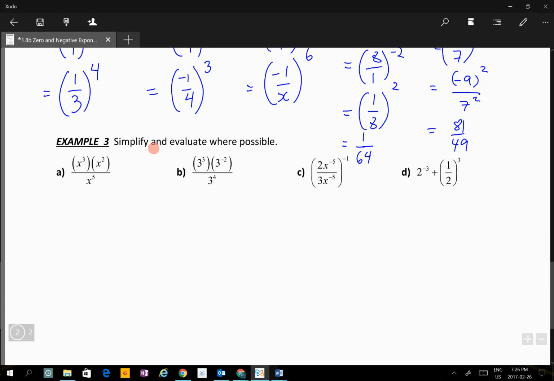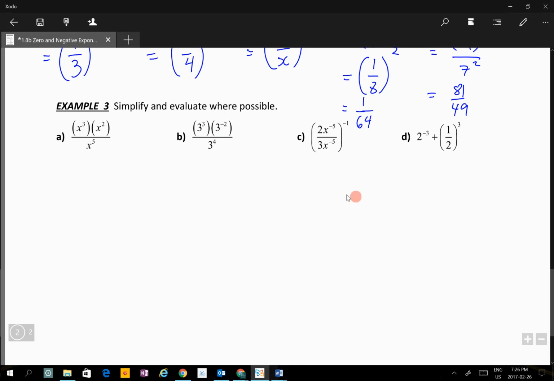Example 3, simplify and evaluate where possible. So combine all the rules. First one, product rule and quotient rule. On the top I have x to the power of 3 plus 2, which is 5, over x to the power of 5. Quotient rule, x to the power of 6 minus 5. Simplify, x to the power of 1. Good form says I should just write x. Whenever you have an exponent of 1, just express it as your base, x.